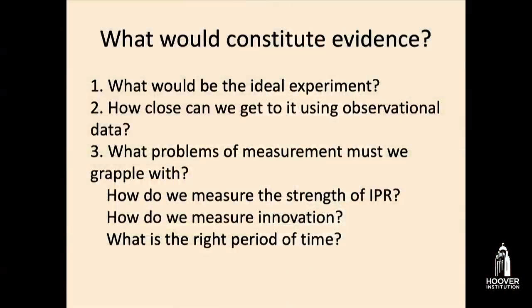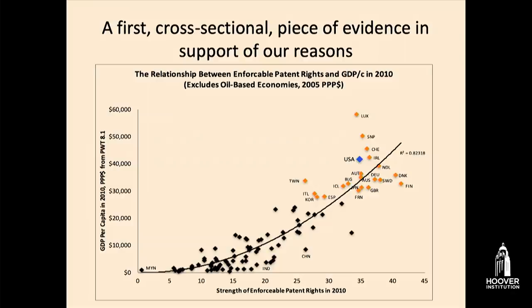Because as this gentleman pointed out, there are all these potential confounders, and you'd want to control for everything. We'd have to have a way of measuring the strength of intellectual property rights. We'd have to have a way of measuring how much innovation has occurred. We'd have to know the right period of time. So as a first approximation, here's a graph that is a very, very crude test of the hypothesis that the strength of enforceable intellectual property rights contributes to economic development.